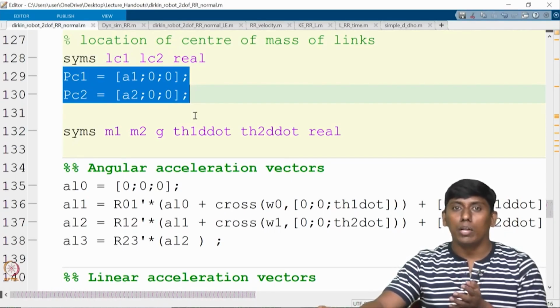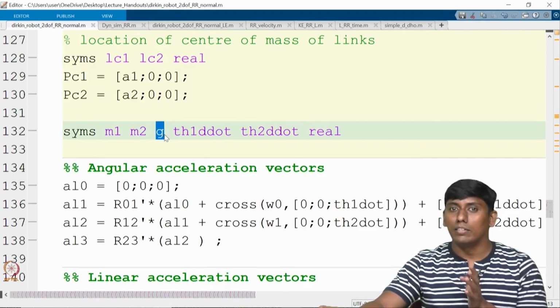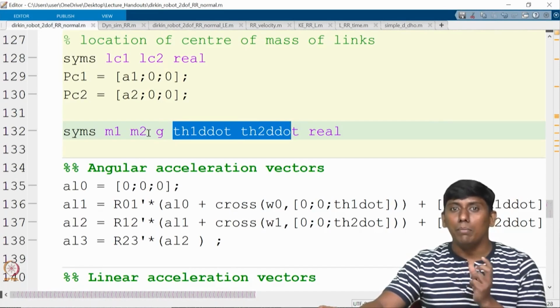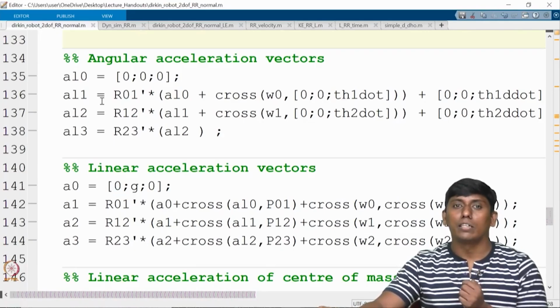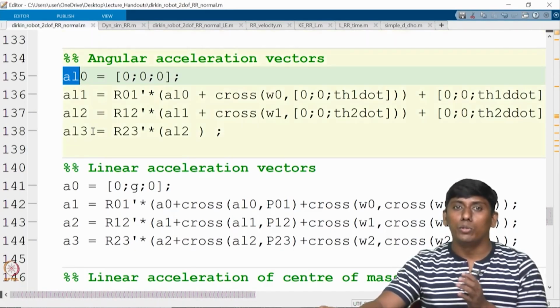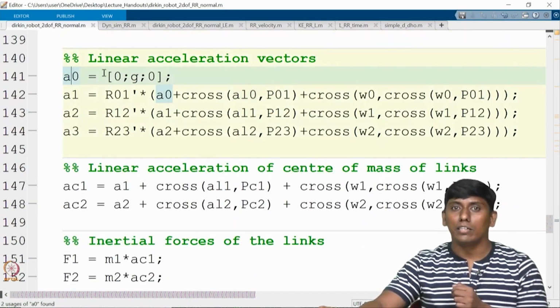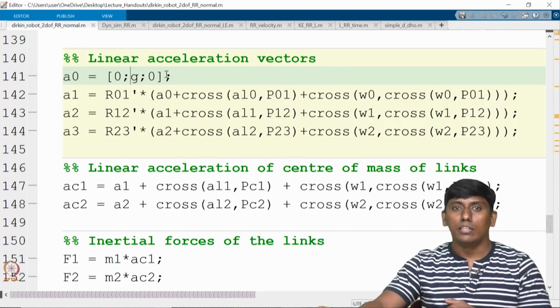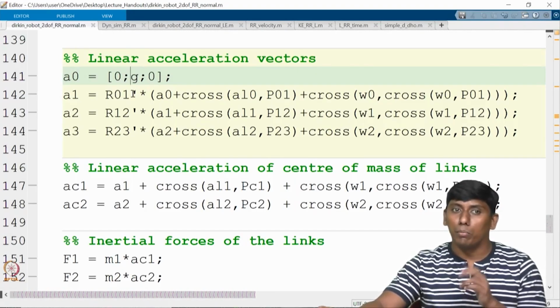Then we are going for the dynamic model. Gravity is one additional acceleration, then you have two joint accelerations, and there are two masses. Here we consider only point mass, that's why the second moment of inertia and product of inertia are not coming here. Then we do the angular acceleration vector, where alpha 0 to alpha 3 we have used and derived. Then you can see the linear acceleration; we assume that gravity pulls vertically down along the y axis. That is what we have substituted, so you can get the linear acceleration vector in a propagated model.